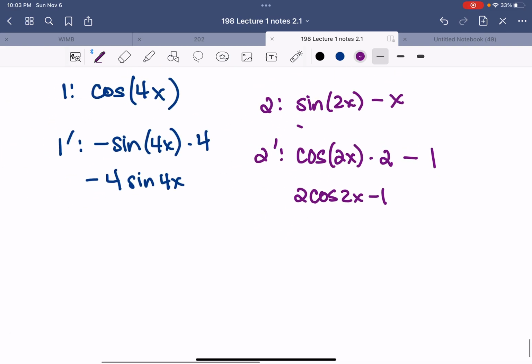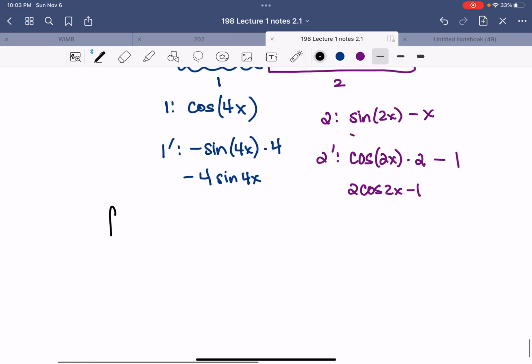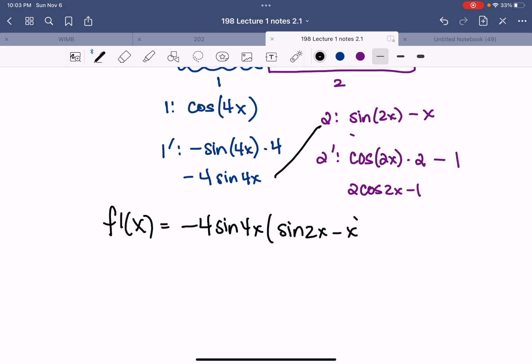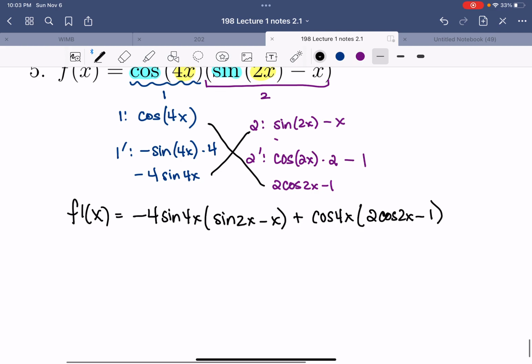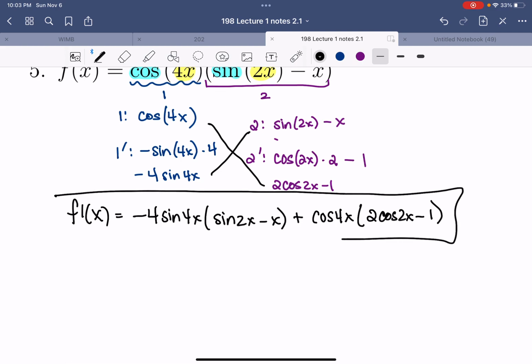And then when we put together our derivative here, this is f prime of x equals 1 prime 2. So negative 4 sine 4x times the sine of 2x minus x plus 2 prime 1. So cosine of 4x times 2 cosine 2x minus 1. And to be honest, I'm going to leave it just like that. If I were to distribute, I'd just end up with more terms and more things to write. None of them will combine. None of them are squared.